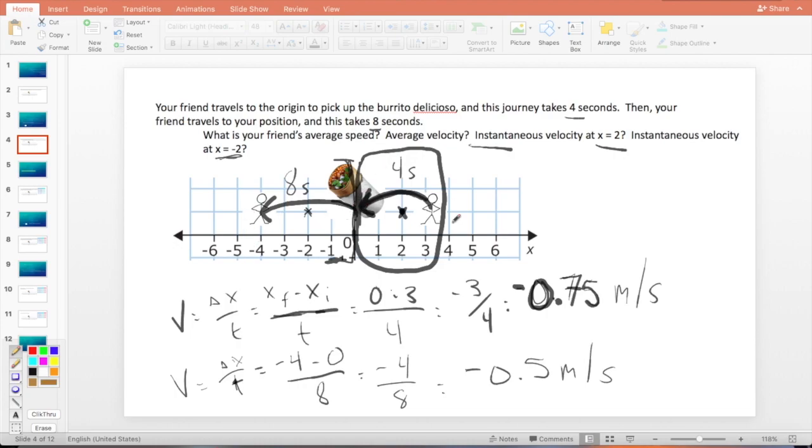So we have discovered some actually helpful, useful information. We know that this person was going faster during which part of the trip? During this first part of the trip, because their velocity is larger. Remember, that negative doesn't have anything to do with largeness or magnitude or size, just the direction. So comparing 0.75 to 0.5, 0.75 is bigger, so they're going faster there. What do the negative signs mean? Once again, they mean direction.